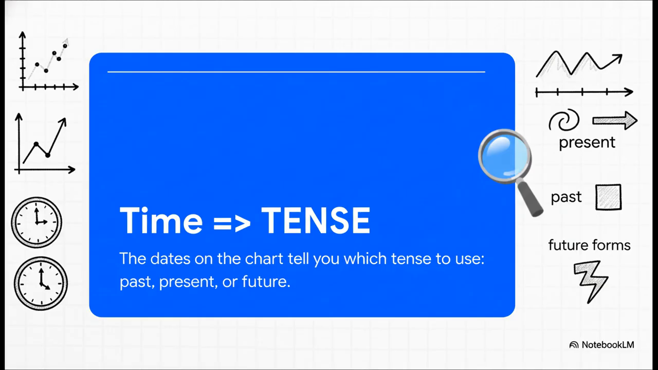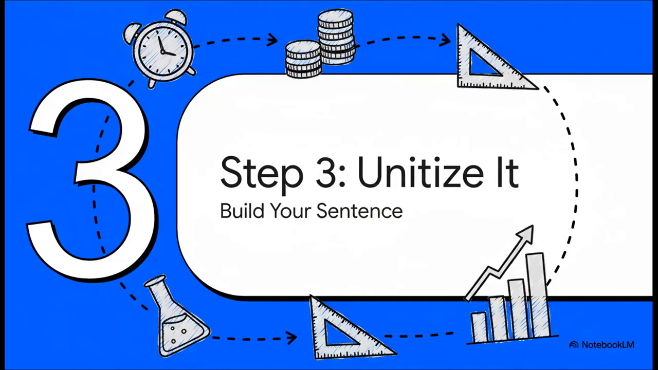Just look for the dates, they're usually along the bottom axis. If the years are all in the past, like 1999 to 2010, you're going to use the past tense. If the chart is showing a forecast for, say, 2040, then you'll use future tense, like it will grow or it's projected to increase. The data literally dictates your grammar. It's that easy. And now for our final and most detailed question.